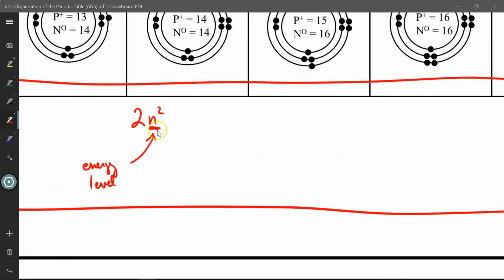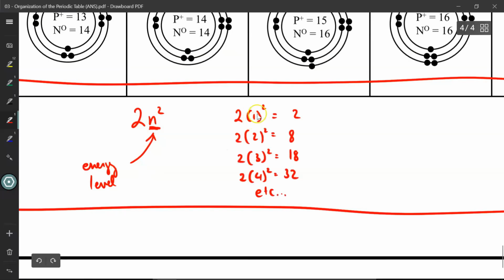This is known as the 2n squared rule, where n represents the energy level. So in the first energy level, 1 squared is 1, 1 times 2 is 2, it can hold 2 electrons. In the second energy level, 2 squared is 4, 4 times 2 is 8 electrons can be held there. In the third energy level, 3 squared is 9, 9 times 2 is 18. In the fourth energy level, 4 squared is 16, 16 times 2 is 32, etc., etc.